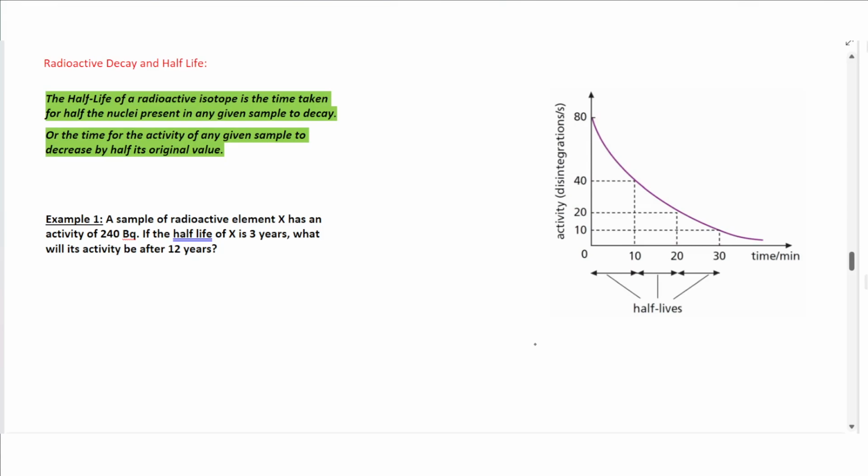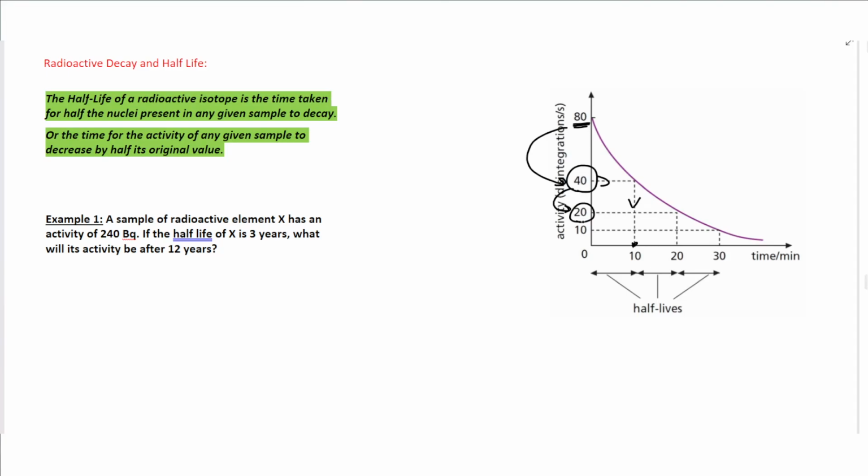Now we're going to talk about half-life. Half-life is a time period where the activity decreases by half. So dividing the initial activity by 2 and seeing how long it takes to decrease to half, this time is called the half-life. So it is the time for the activity to decrease by half, or the time for half the nuclei in an unstable element to decay. So each time a half-life passes, the new value of the activity decreases by half, and so on.